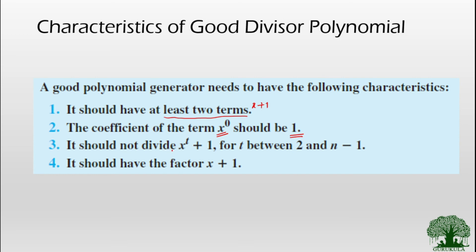It should not divide the term x to the power of t plus 1, where t is any value between 2 and n minus 1, where n is the total number of bits in the data. And then it should have the factor of x plus 1, which means it should be divisible by the polynomial x plus 1. So these are the various characteristics which my divisor polynomial must satisfy.